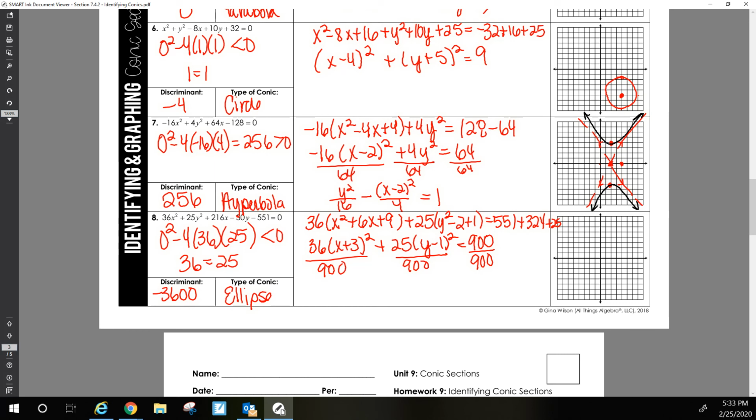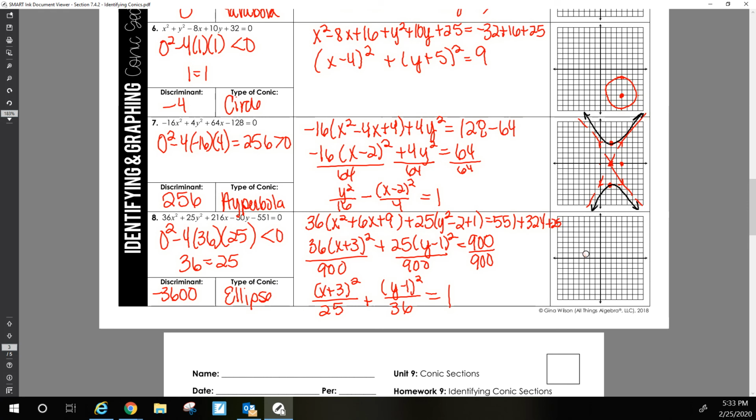Why do we have to divide by 900? For ellipses and hyperbolas, we need a 1 over here. 36 goes into 900 25 times. 25 goes into 900 36 times. And this guy's equal to 1. Our center for the hyperbola is at negative 3, positive 1, which is right here. That's a hyperbola. I meant the ellipse.